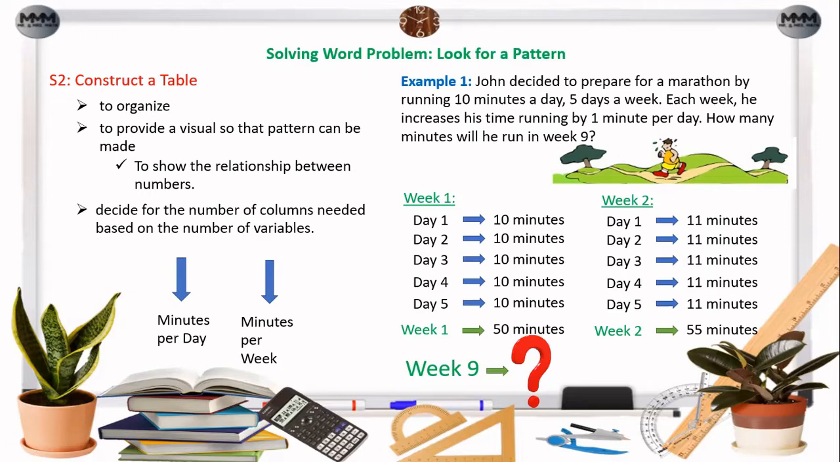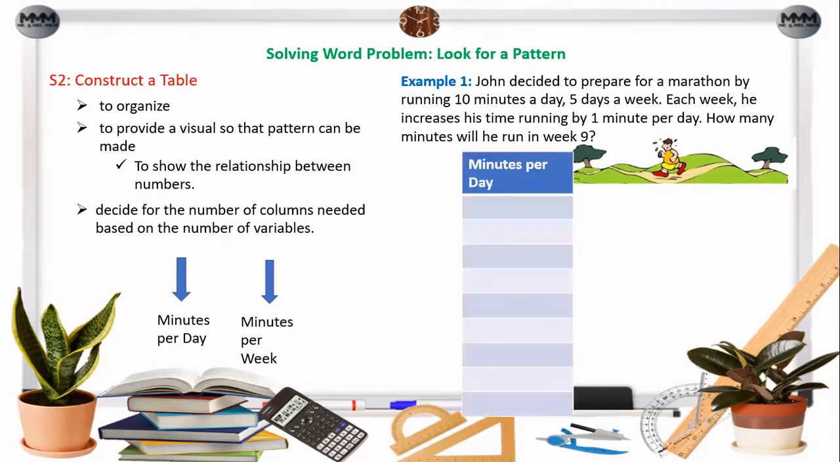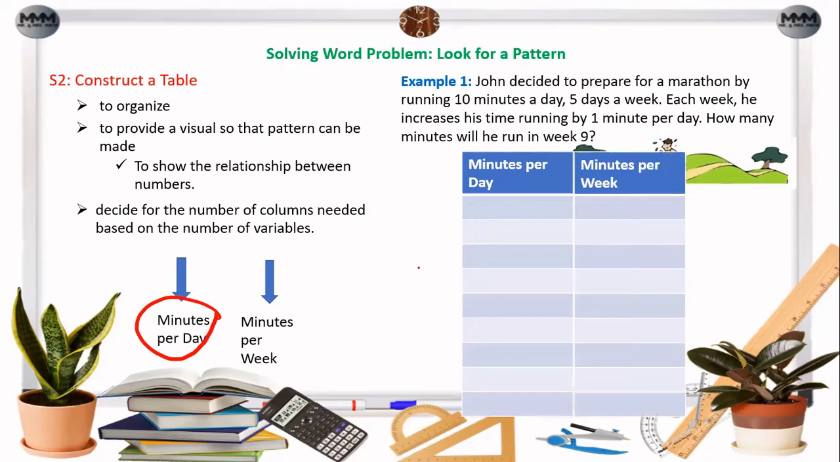Now notice here, from our first step, we have found out that we will be using two variables in this problem. Hence, it will correspond to the number of columns in our table. So because we have two variables, we need two columns. In the first column, we have the minutes per day. And then for our second column, for our next variable, we have minutes per week.